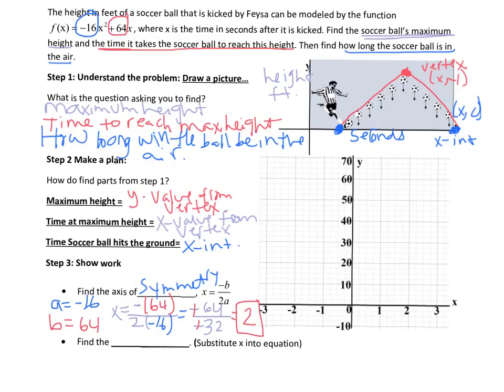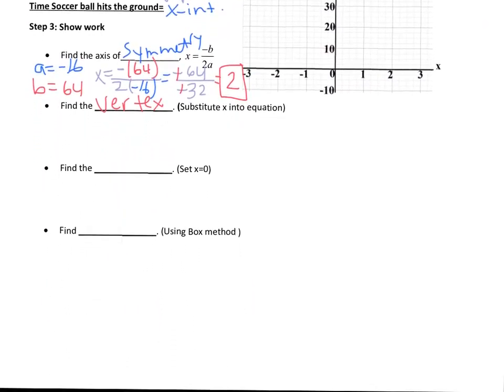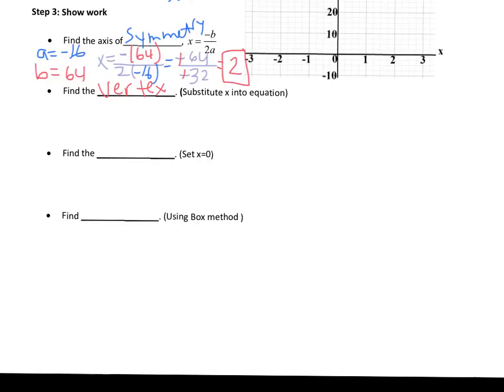Step number 2, you want to find the vertex. So let's find the vertex. And to do so, we are going to substitute the x from our axis of symmetry into our equation. So our equation was y is equal to negative 16x squared plus 64x. So everywhere I see an x, I'm going to plug in this 2 for the x. So let's write that out.